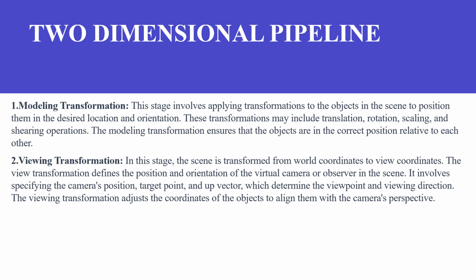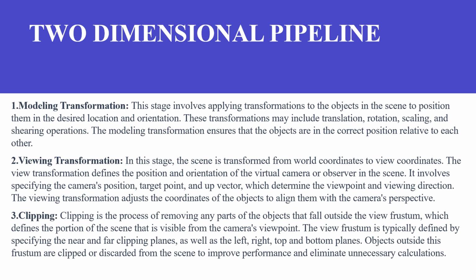Second one, viewing transformation. In this stage, the scene is transformed from world coordinates to view coordinates. The view transformation defines the position and the orientation of the virtual camera or observer in the scene. It involves specifying the camera's position, target point, and up vector, which determine the viewpoint and viewing direction. The viewing transformation adjusts the coordinates of the objects to align them with the camera perspective.